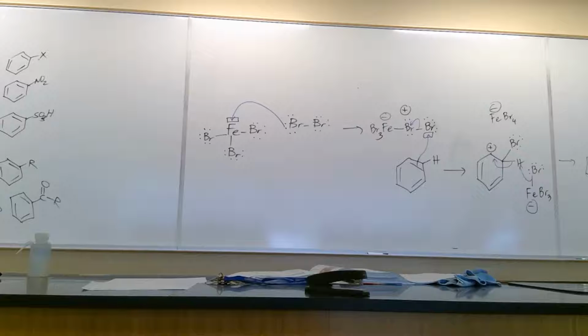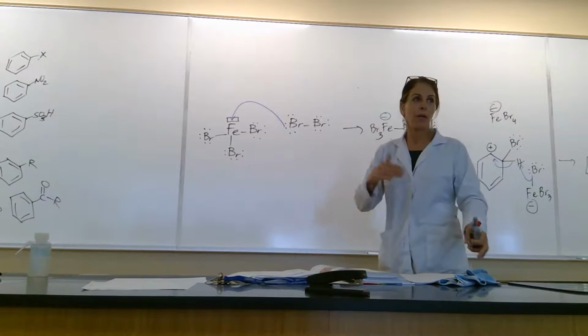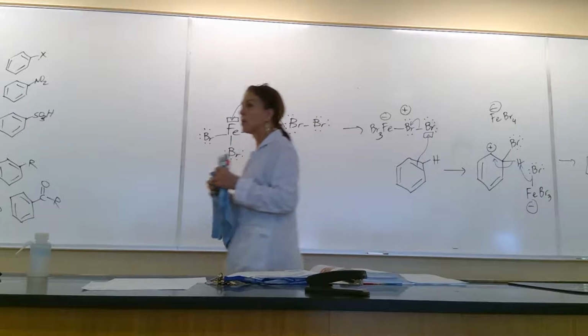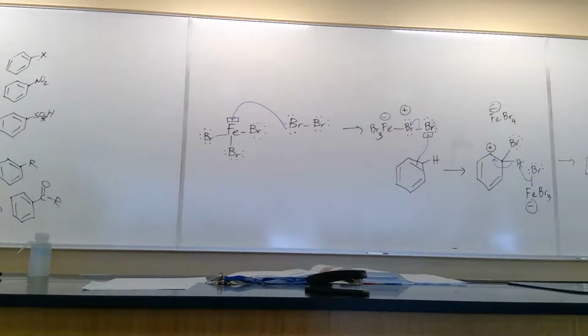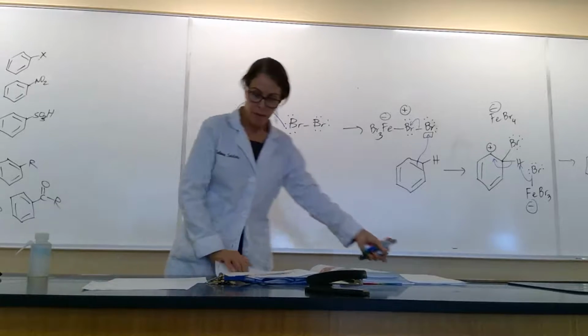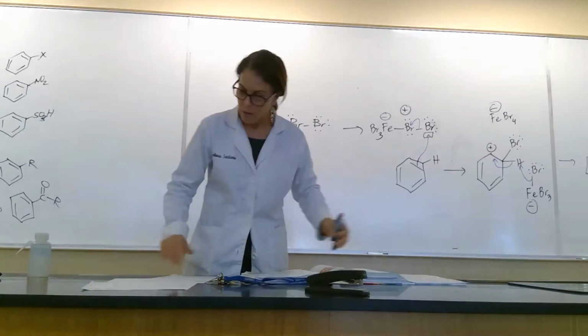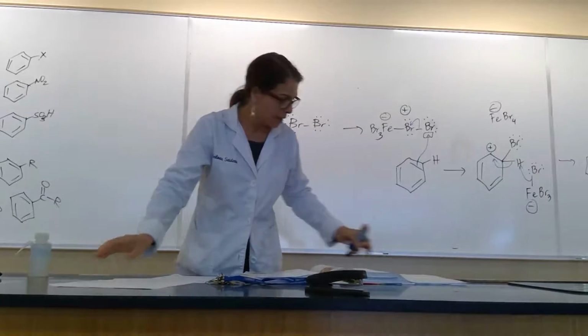And since this is a catalyst, what is it going to do? Start all over. So that's a good mechanism when you show that you're regenerating your catalyst. So is everybody understanding this? What's the key thing in this process? The key thing is to destabilize the bromine and make it electrophilic. Okay, just want to make sure I'm not forgetting anything.